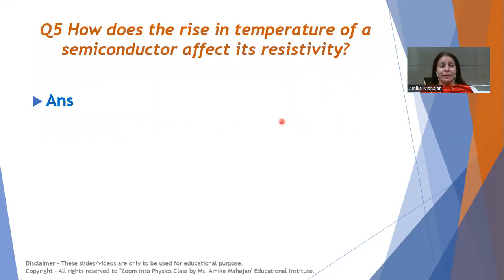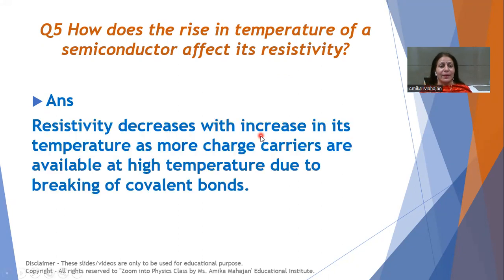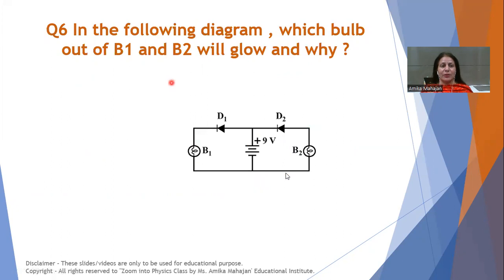How does rising temperature of semiconductor affect its resistivity? We know that semiconductors are conducting at high temperature, but these are acting as insulator at low temperature. So when temperature is increased, what happens? More and more charge carriers are available in conduction band because of breakage of some covalent bonds due to thermal agitation. So conductivity will increase and resistivity will decrease. So resistivity decreases with increase in temperature as more charge carriers are available at high temperature because of breaking of some covalent bonds due to thermal agitation.